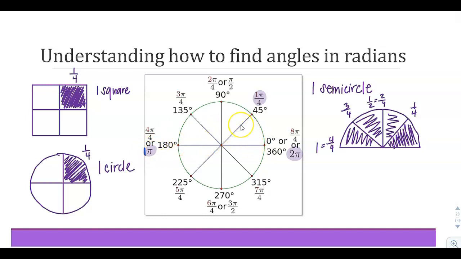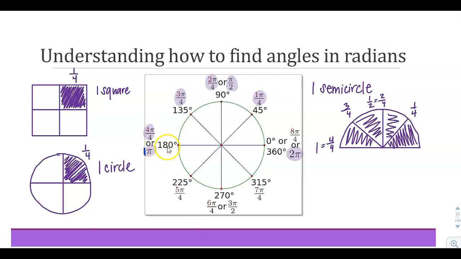So I'm traveling 1/4 of the way, so I have 1/4 of pi, and then I'm traveling 2/4 of pi, which reduces to pi over 2, and then I go a little bit further and I travel 3/4 of pi, and then finally I end up at 4/4 of pi, which is just 1 pi.